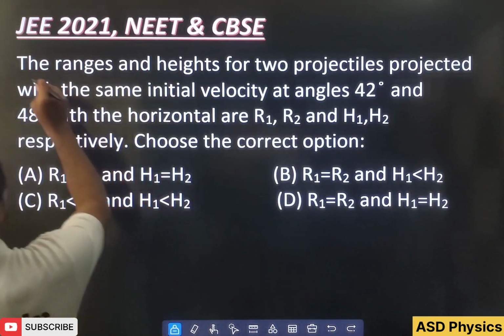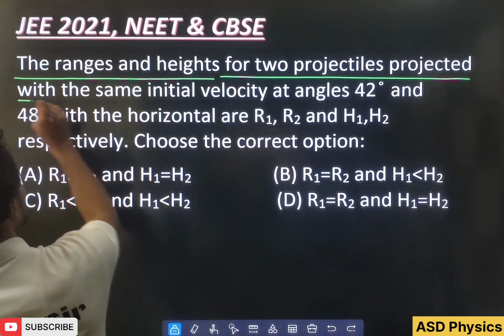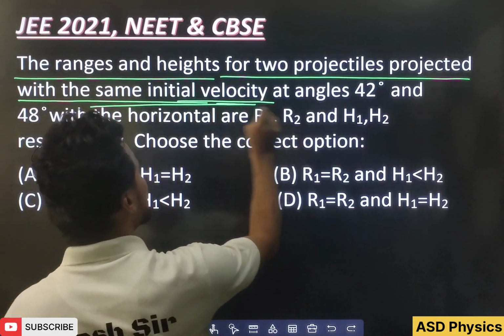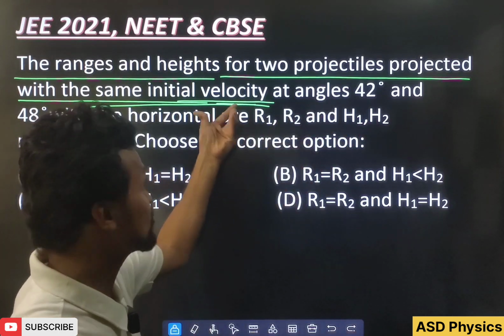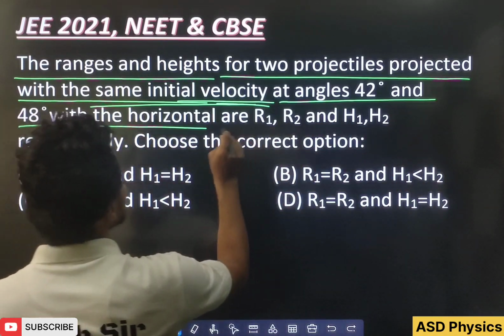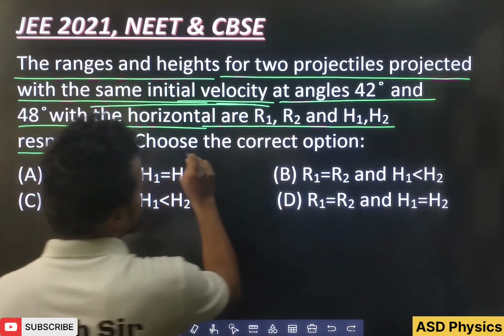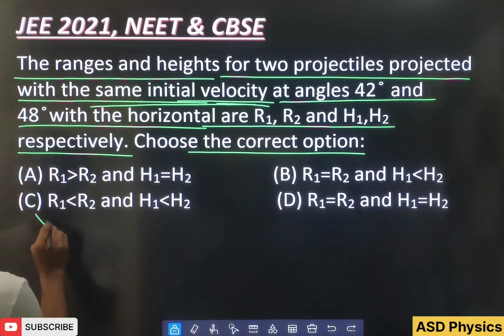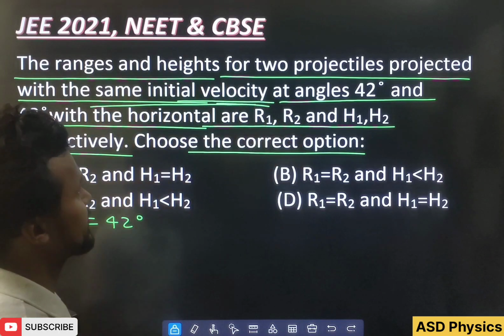The question is, the ranges and heights for two projectiles projected with the same initial velocity, no, speed, because directions are different. I have told you in the starting. So this is actually the same speed at angles 42 degree and 48 degree with the horizontal are R1, R2 and H1, H2 respectively. Choose the correct option. So again I am telling you very well here, the first angle is theta degree, how much here? 42 degree, second angle 90 minus theta, 48 degree.